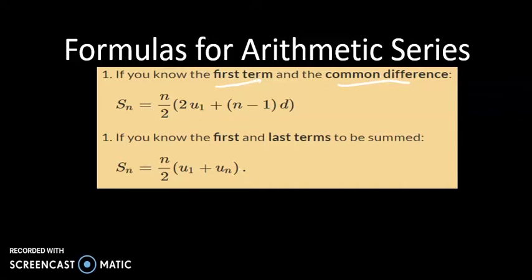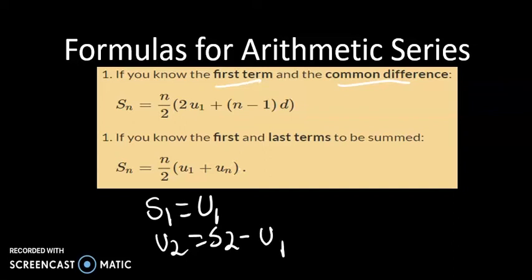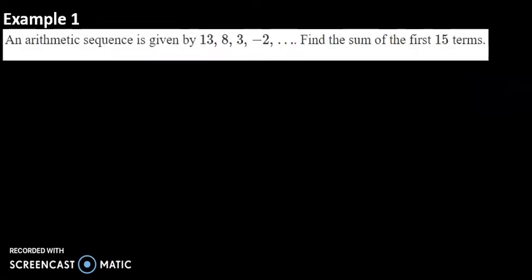Another thing you should know that is crucial is S1 is equal to U1. The first term is the same as S1, and the second term is the same as S2 minus S1. So the general formula for this will be Un is equal to Sn minus Sn minus 1. So that's it basically. So let's go to the first example.